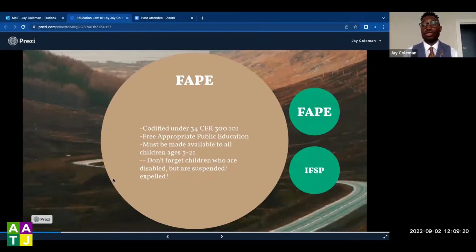If we're not meeting those goals, or if we're able to meet them, but we're just not meeting them, or whatever the case may be, they're not being met, then that education is no longer appropriate, and they're not getting the education that they are required to get per the federal regulations.